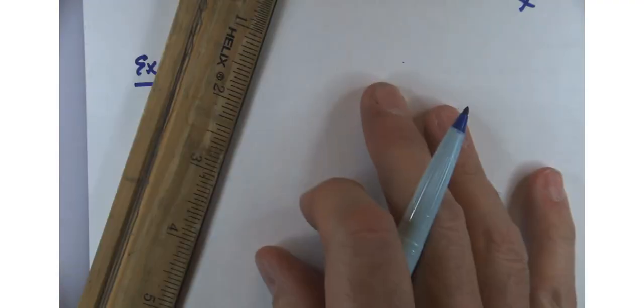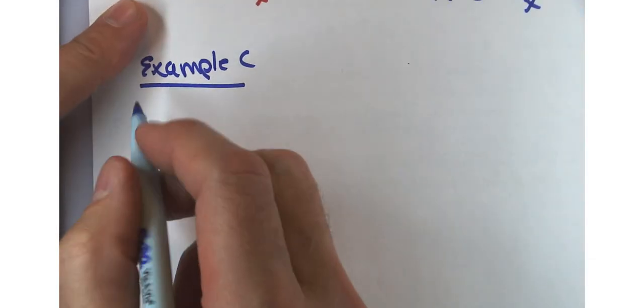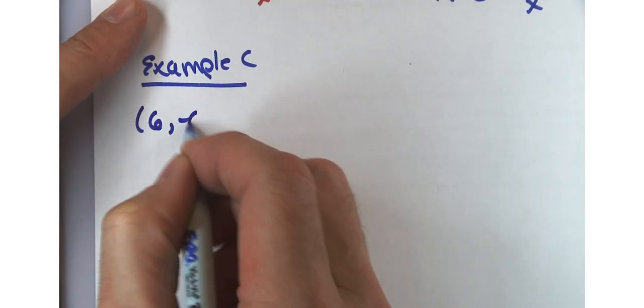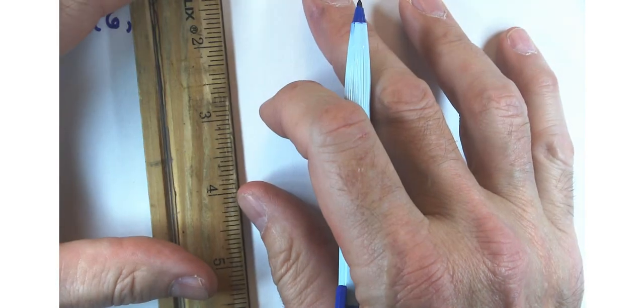I think this one will work. So our point has coordinates of 6 and -6. What quadrant is that going to be in?